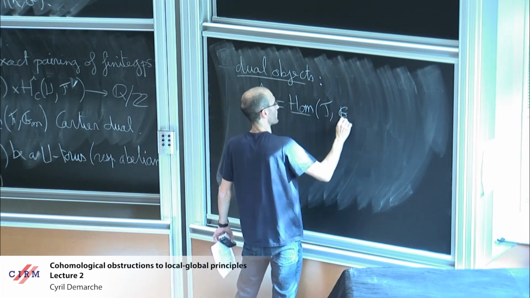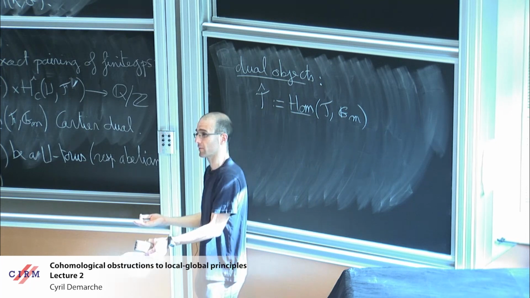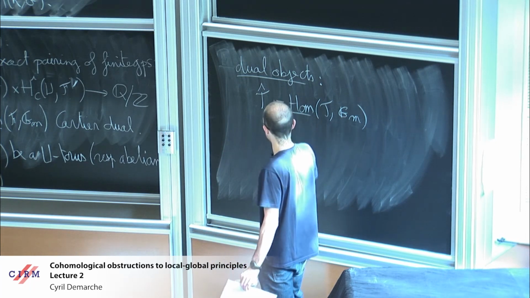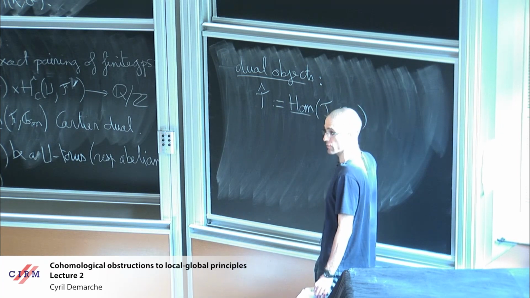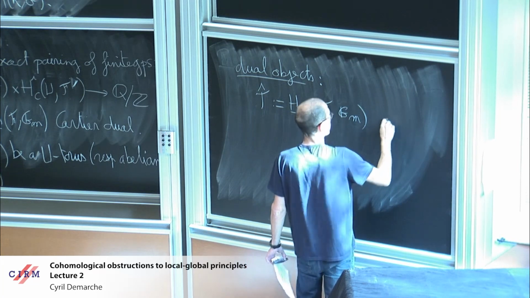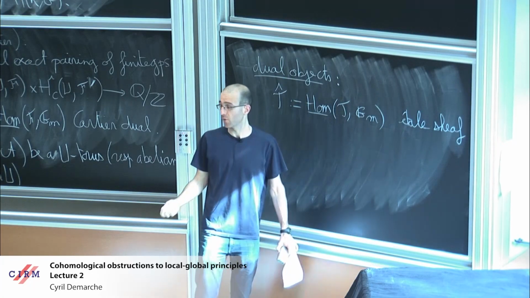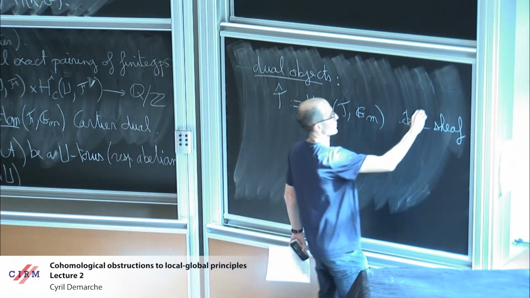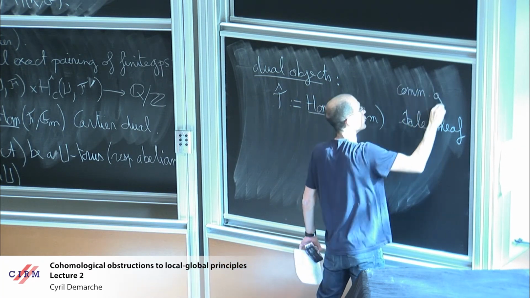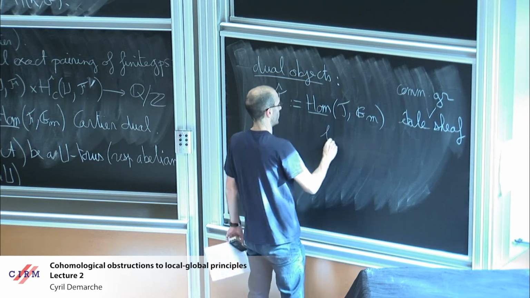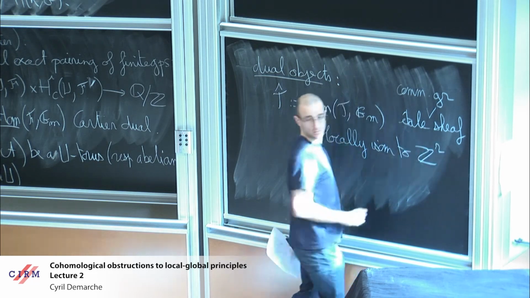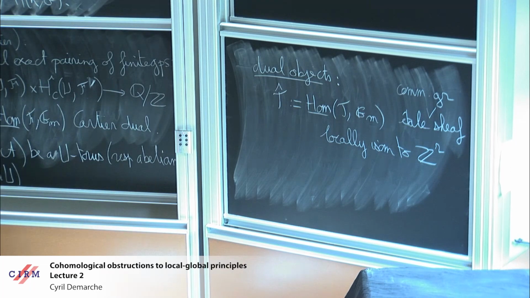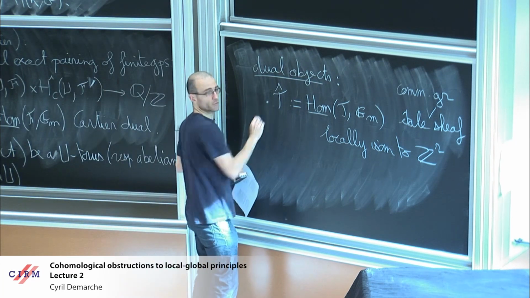between T and G_m. And if you think of the case of a field, if T equals G_m, you get Z. Okay, morphisms from G_m to G_m. So here you get something that is a sheaf for the étale topology that is locally isomorphic to Z^r. A commutative group sheaf, étale locally isomorphic to some Z^r, where r is the rank of the torus. Okay. So this will be the dual of the torus.